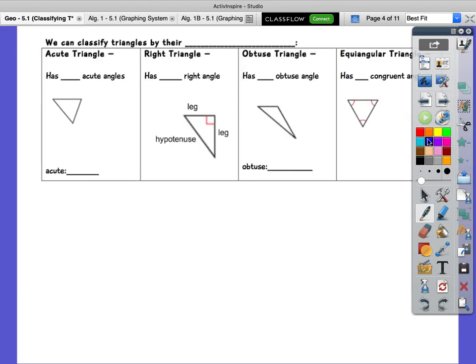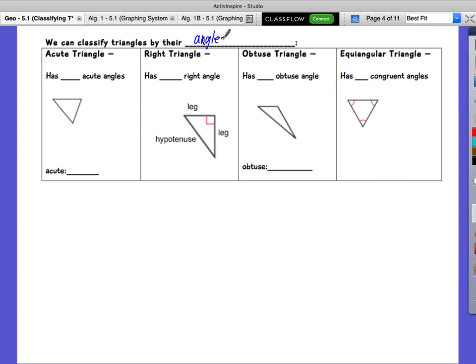So let's look right below this. Not only can we classify triangles by their side lengths, we can also classify them by their angles. So we have an acute triangle. We're not just saying it's good looking. We're saying it has 3 acute angles.